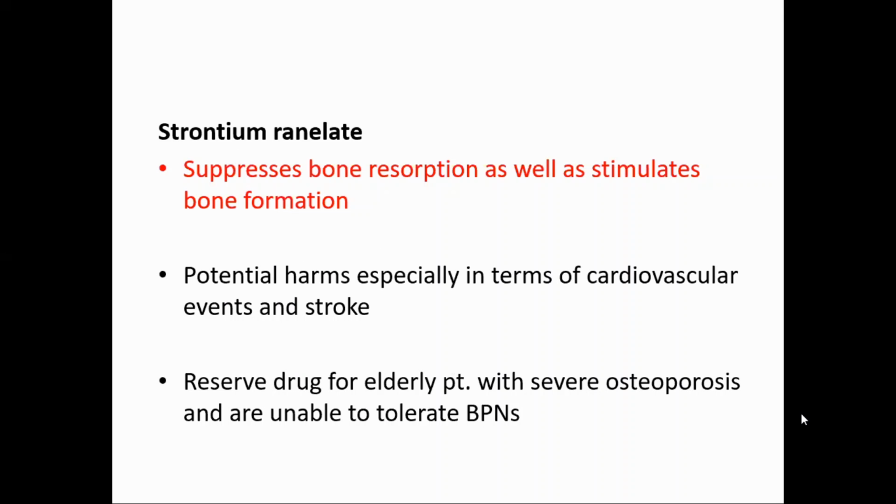Coming to other drugs which take part in calcium homeostasis apart from the bisphosphonates, there is strontium ranelate, and it is a drug which suppresses bone resorption as well as stimulates bone formation, and it has potential harm especially in terms of cardiovascular events and stroke, and they are contraindicated in patients who are suffering from cardiovascular disease. And they are the reserve drug for elderly patients with severe osteoporosis and the patients who are not able to tolerate bisphosphonates.